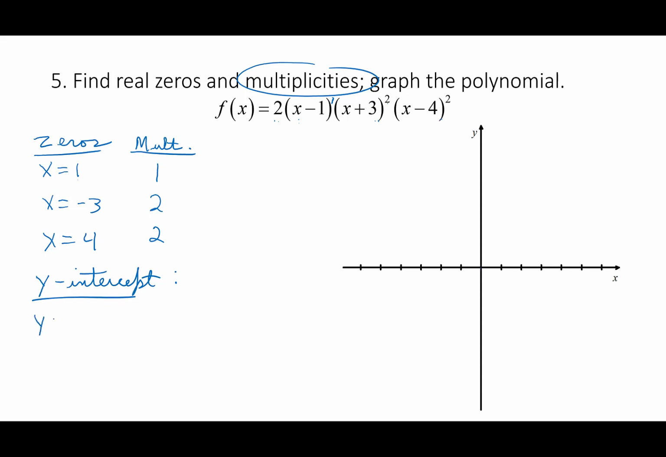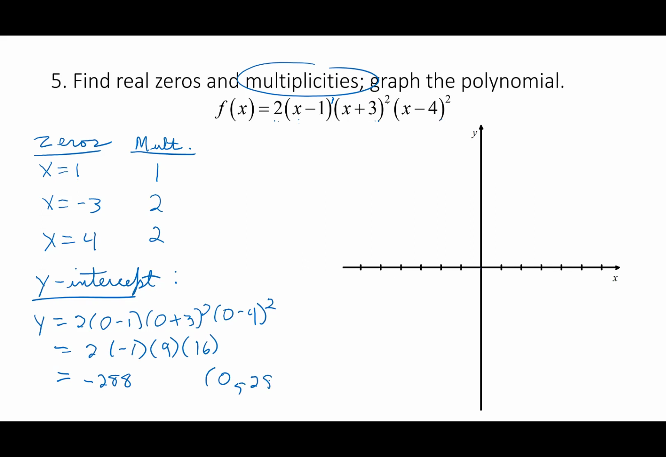To find the y-intercept, we just set x equal to 0. So we have y equals 2 times 0 minus 1 times 0 plus 3 squared times 0 minus 4 squared. We get y equals 2 times negative 1 times 3 squared, which is 9, times negative 4 squared, which is 16. That gives us y equals negative 288, I believe. So we have a y-intercept at the point 0, negative 288. Okay, let's go ahead and see if we can graph this polynomial then.